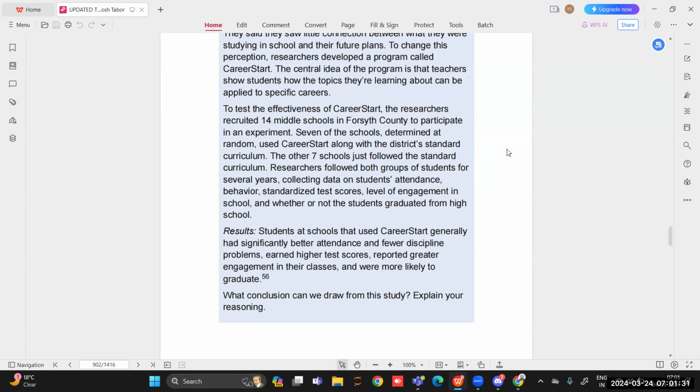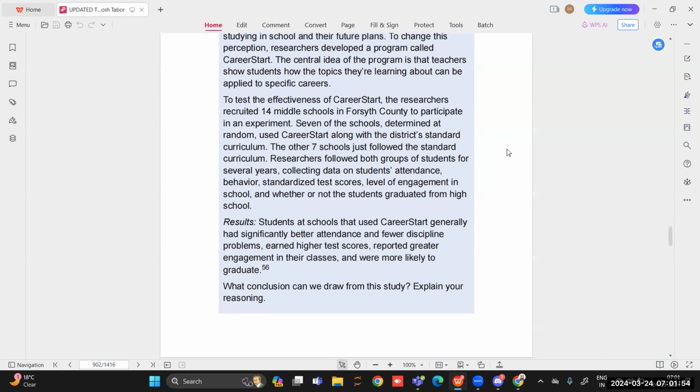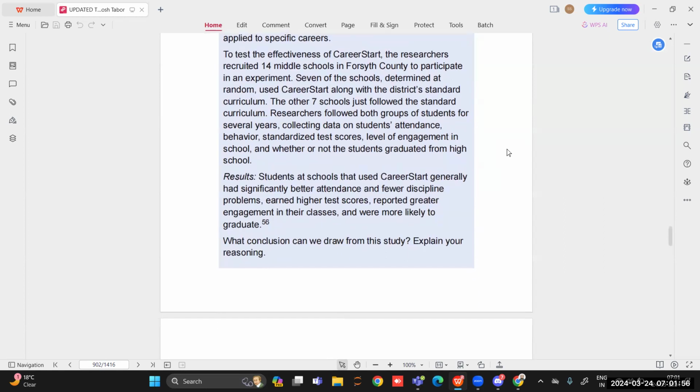Researchers followed both groups of students for several years, collecting data on students' attendance, behavior, standardized test scores, level of engagement in the school, and whether or not the student graduated from high school. As a result, students at the school that used Career Start generally had significantly better attendance and fewer discipline problems, earned higher test scores, reported greater engagement in class, and were more likely to graduate. What conclusions can we draw from the study?